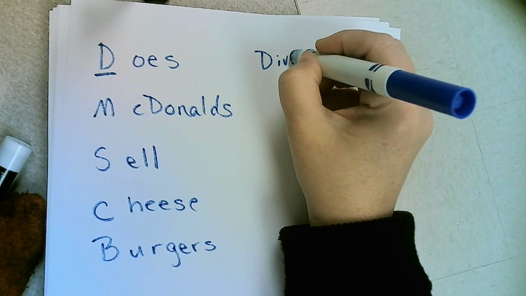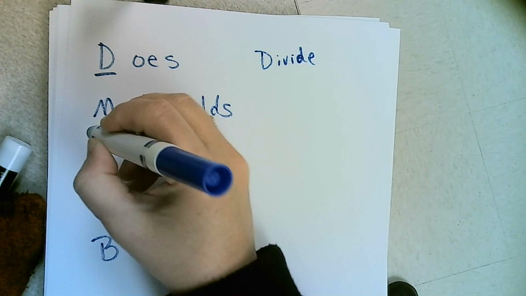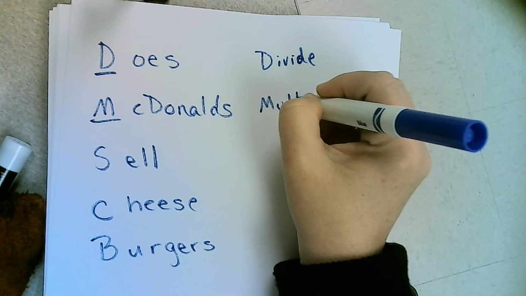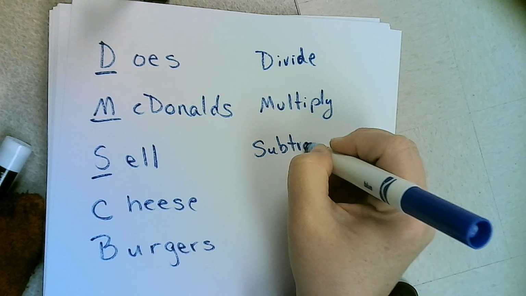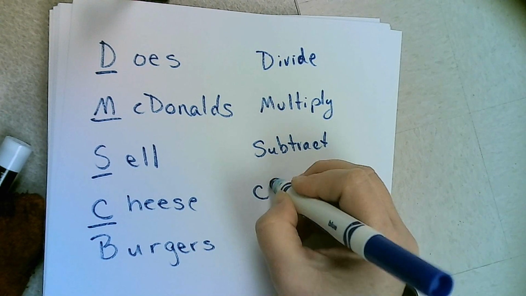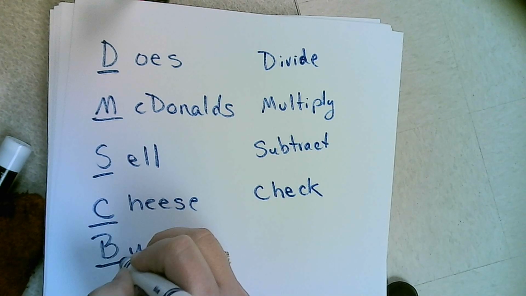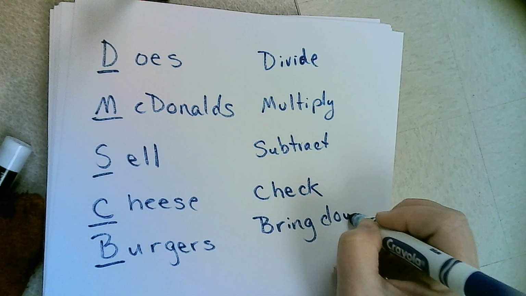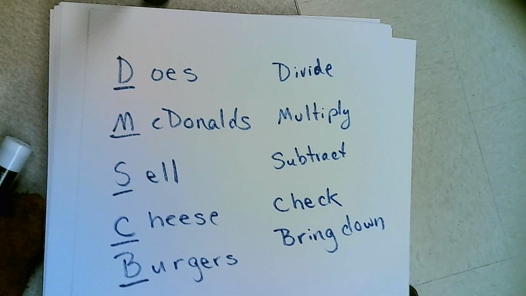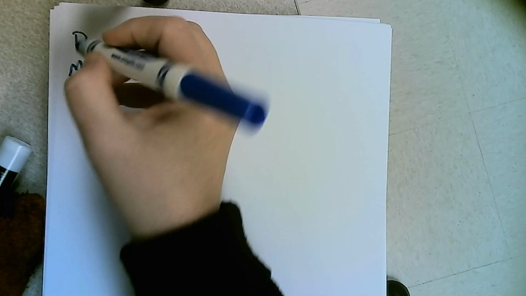Divide, multiply, subtract, check, bring down. Those are the steps that we are going to use to divide. So let's remember that. So, does McDonald's sell cheeseburgers? Divide, multiply, subtract, check, bring down.